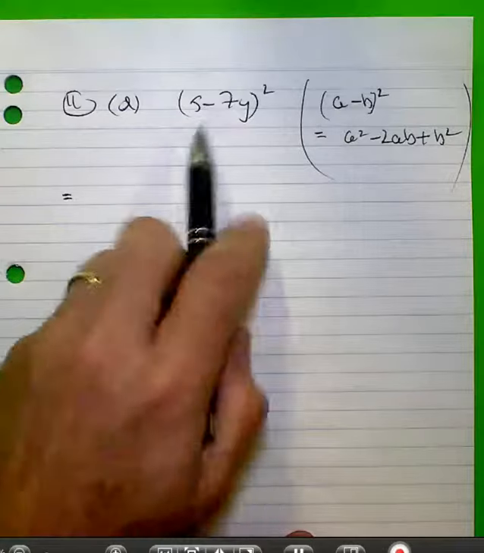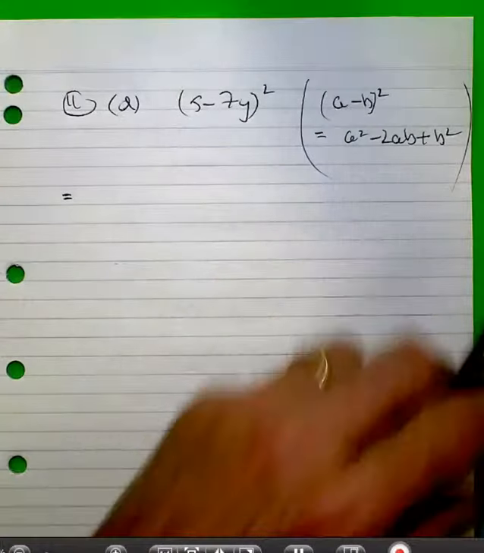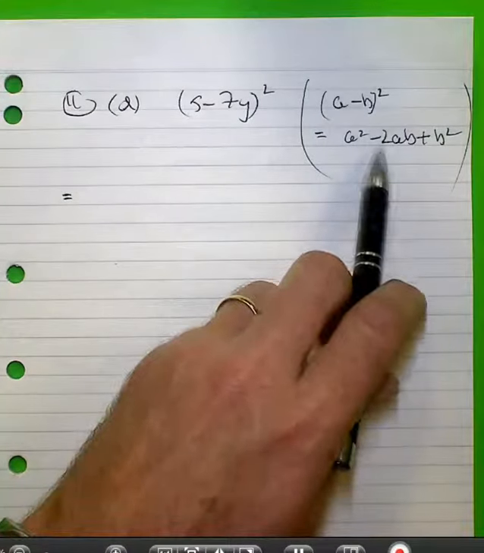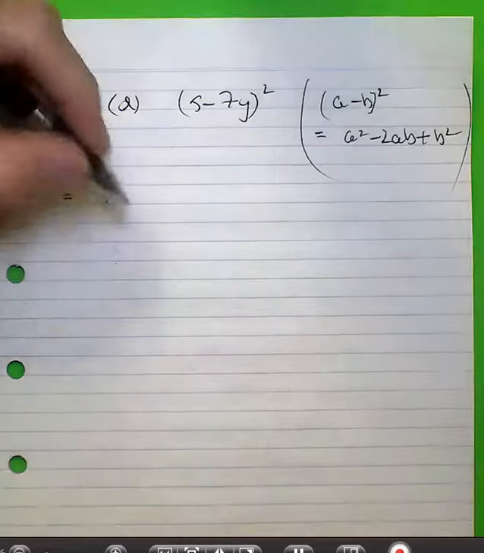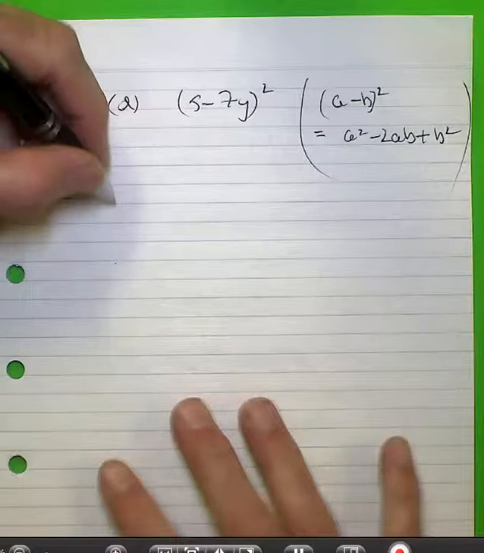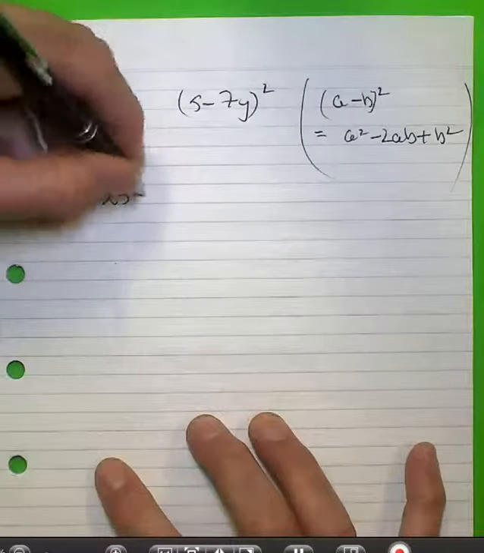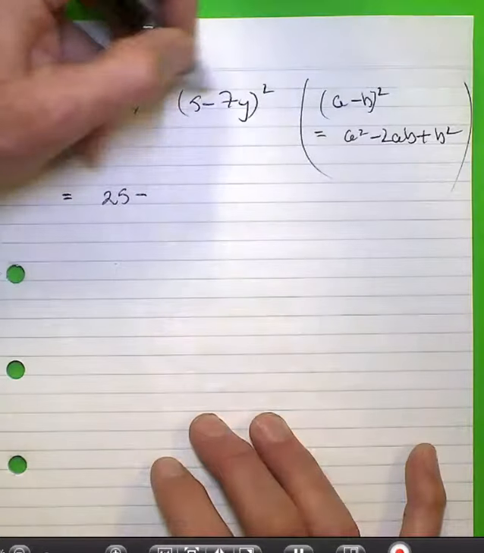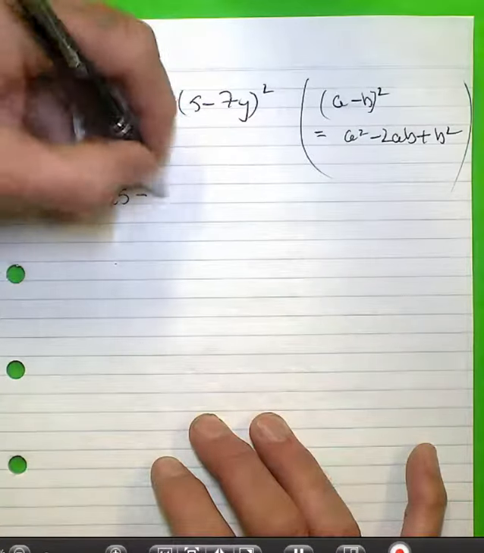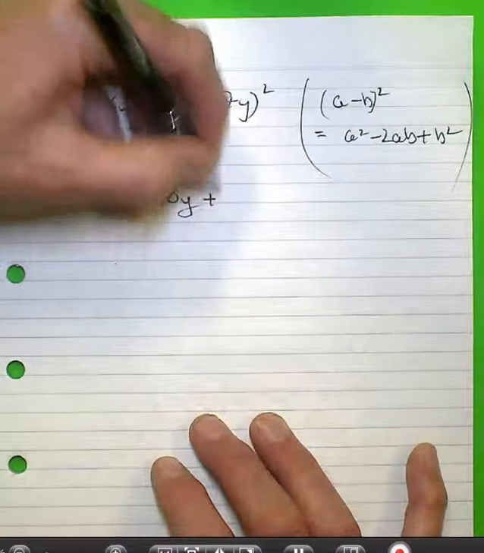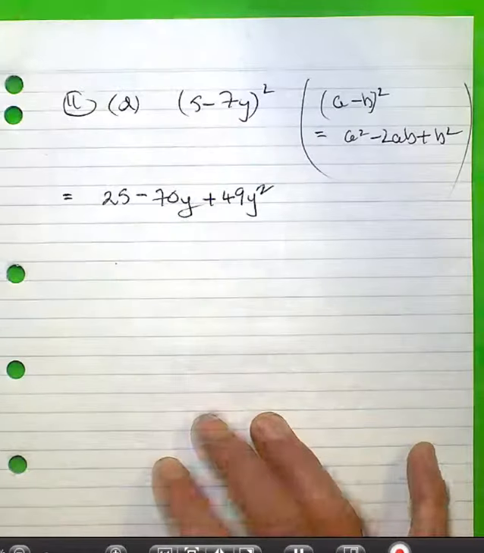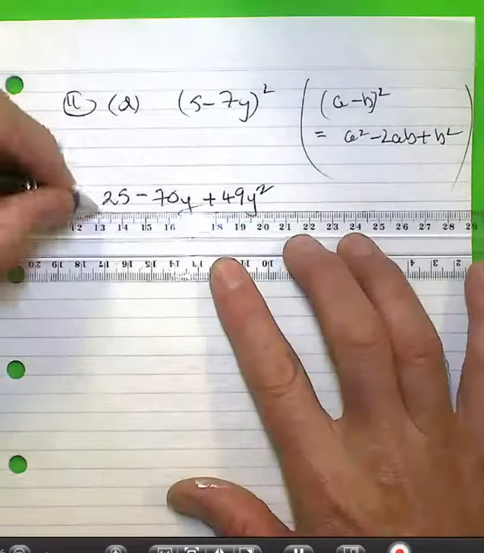11D should be recognising there that it's a perfect square, but obviously with a negative 2ab. So if you can do that, that will save you a bit of trouble. So it becomes 25. Twice times 5 times 7 is going to be minus 70y, and then plus 49y squared as my answer.